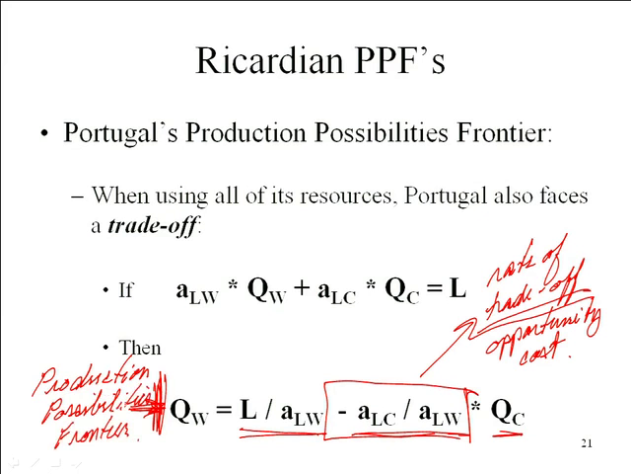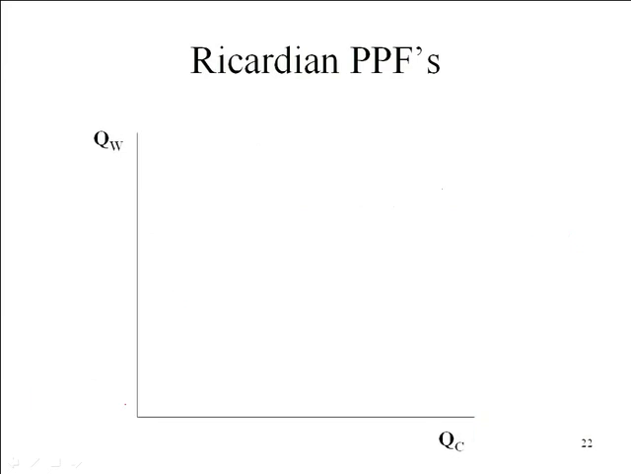So let's see if we can figure out what this looks like. Using the information that we had in our example a couple slides earlier, the unit labor requirement for wine was 2, the unit labor requirement for cloth was 1, and we have a total of 3,000 workers. So the first thing we want to figure out is what is the maximum amount of wine that we can produce?